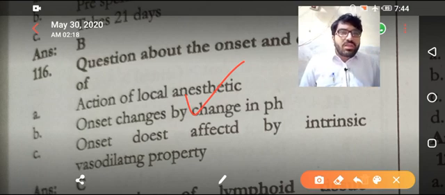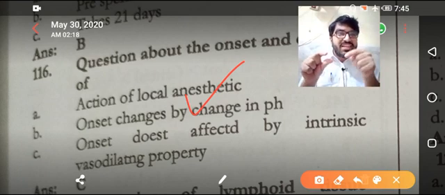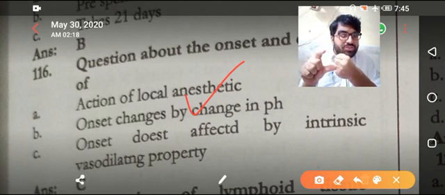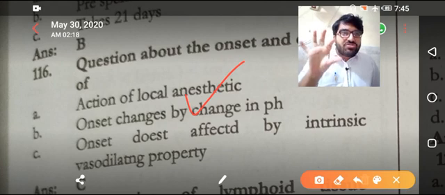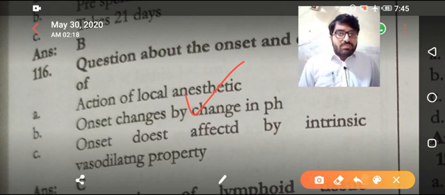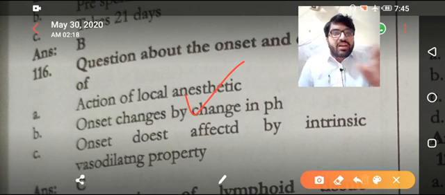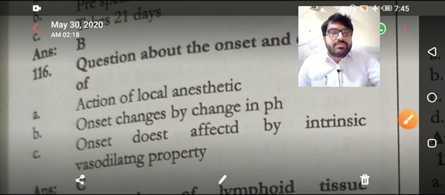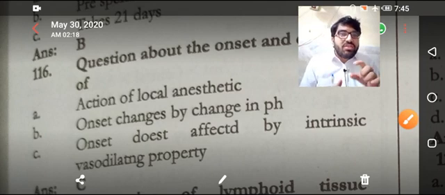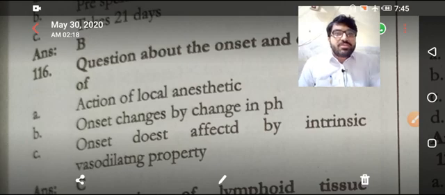The lignocaine causes vasodilation, so the duration of action is based on that. Do you remember lignocaine has adrenaline in it? Why? Because adrenaline causes vasoconstriction to prolong the duration of action of this local anesthetic. So actually the vasodilating or vasoconstricting property affects the duration, and the onset changes by the change in pH. Yes, the onset changes by the change in pH. So option B is right.